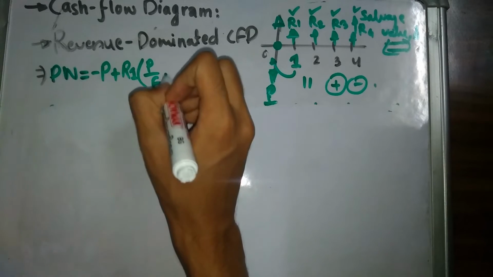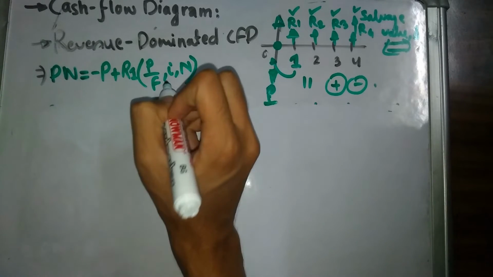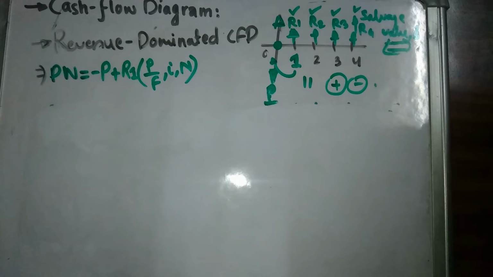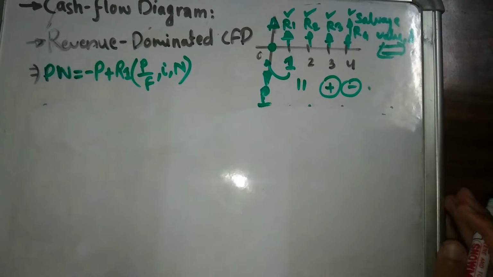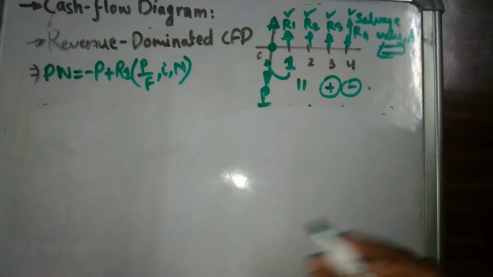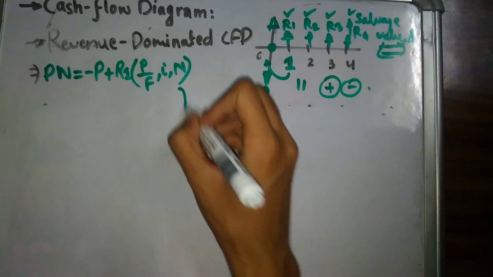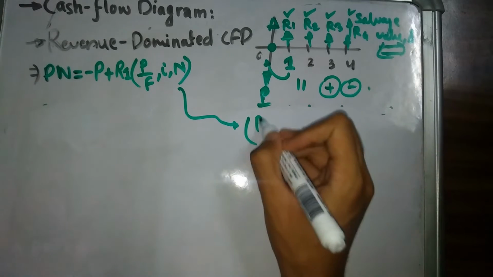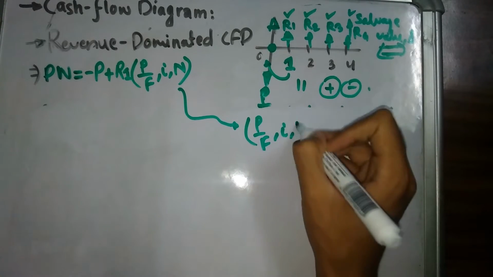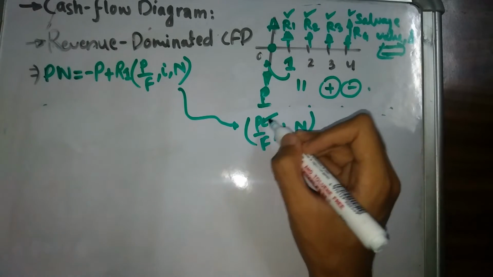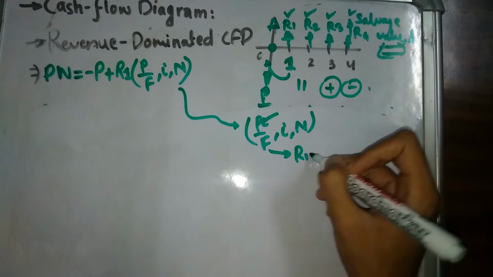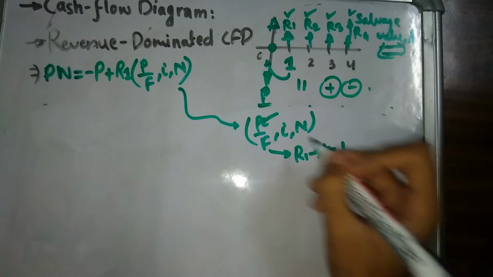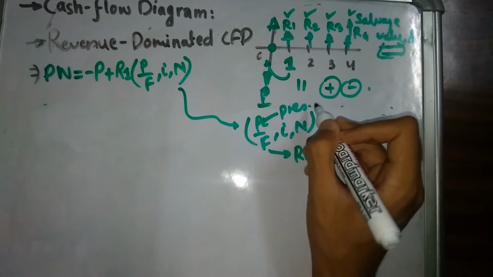P by F comma i comma n. So what does this refer to? This is basically known as our single payment present worth factor, but you need to focus much more on what it basically refers to. This is basically a denotation which means finding present value when our future value is given. R1 is our future value, since it's at our time t equals 1, and now we need to find our present value at time t equals 0.